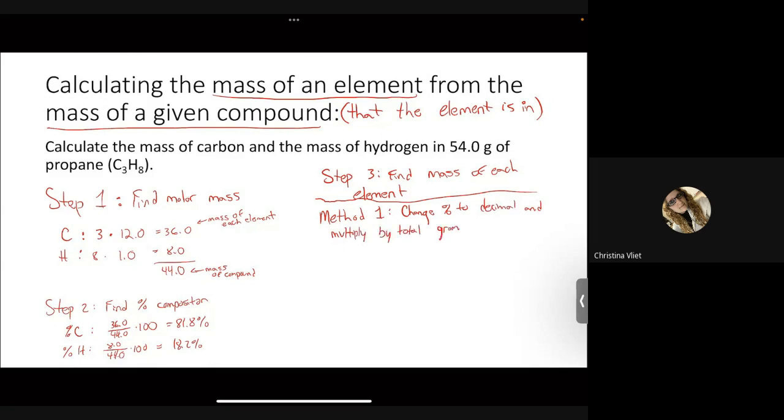And so for the carbon, it would be 54 grams multiplied by, what is the percentage of carbon? 81.8. So how do I turn that into a decimal? You move that over 2 spots. It's the same thing as saying 81.8 over 100. You have to move the decimal over 2 spots. So you multiply 54 by 0.818.